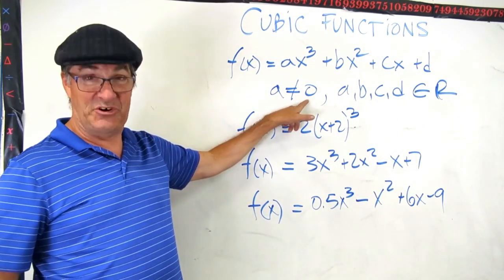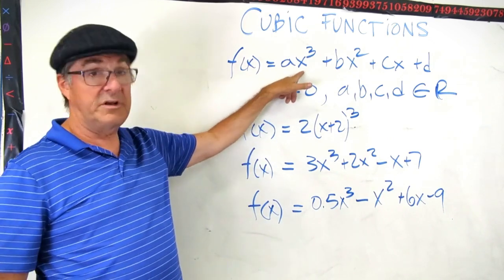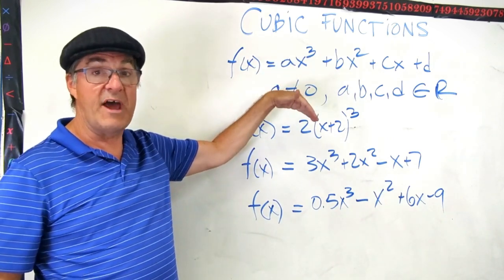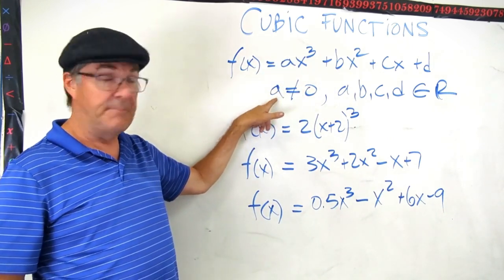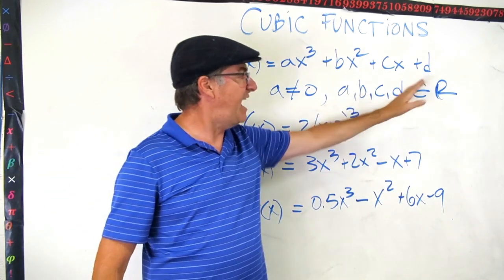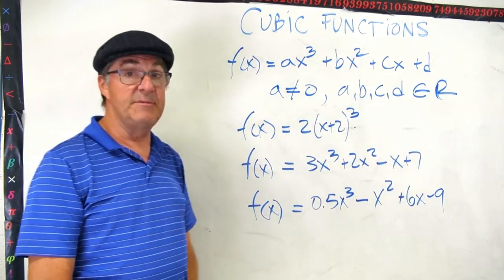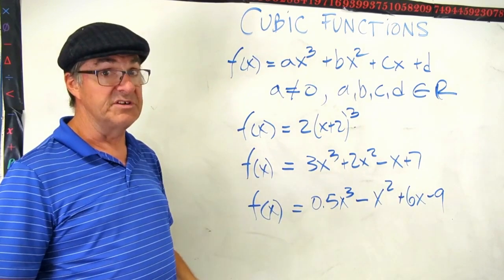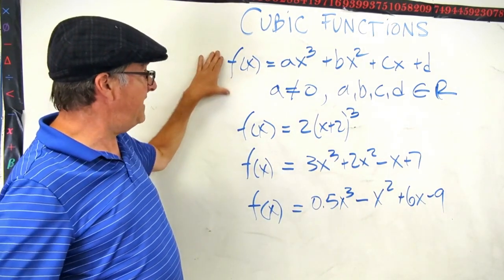Now there's some special conditions here. A can't be 0, and that makes sense. If a was 0, we wouldn't have our cubic term, it would just go away. So a has to be something. And then a, b, c, and d have to be members or elements of the set of all real numbers. So, having said that, let's look.